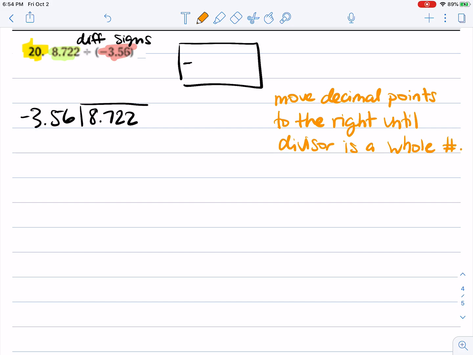All right, what does that mean? That means we want to make this number over here a whole number. And it would take 2 hops to the right to make that a whole number. So we're going to do the same thing to the number inside. And our problem is now going to look like this. Negative 356 divided by 872.2.